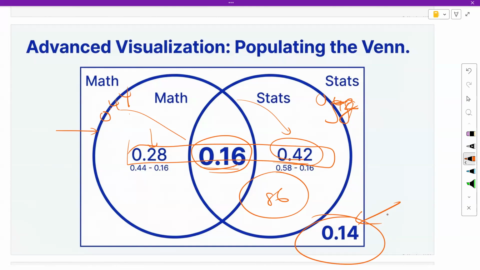What is the meaning of this 0.14? The probability of getting no prize. No prize for maths, no prize for stat, no prize for both. So this is the complement of this area. This area is the complement of A and B. This means the complement of A union B.